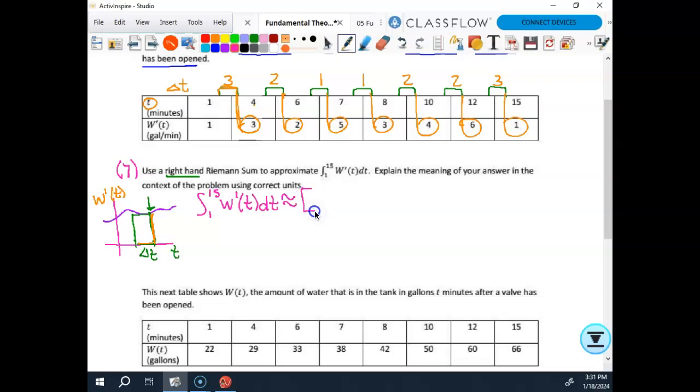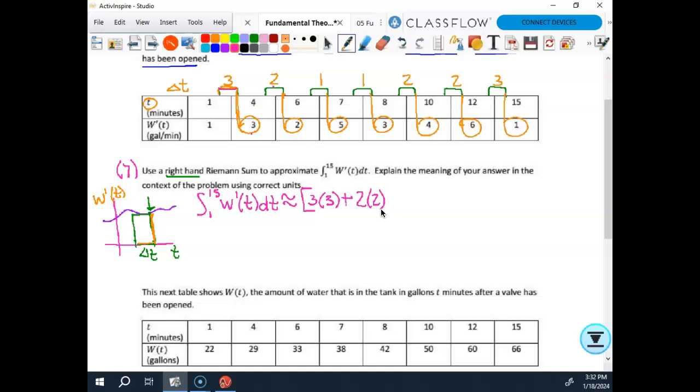So a little bracket, the base, so I know the area of a rectangle is base times height. The base is the change in time, so that's my 3, times the height, which is your W prime of t, which is 3, plus 2 times 2. Even though you know 2 times 2 is 4, you do not put 4. You have to show addition and multiplication here.